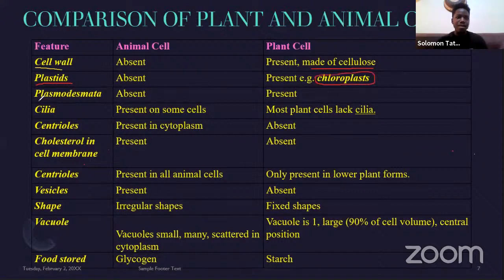We have the plasmodesmata, which we have explained. It is absent in animal cells since we lack a cell wall, but present in plant cells.